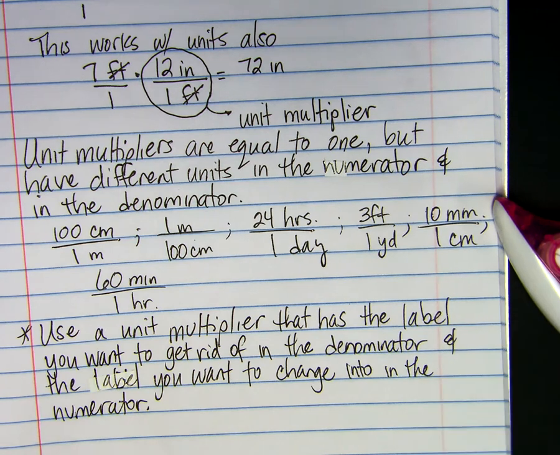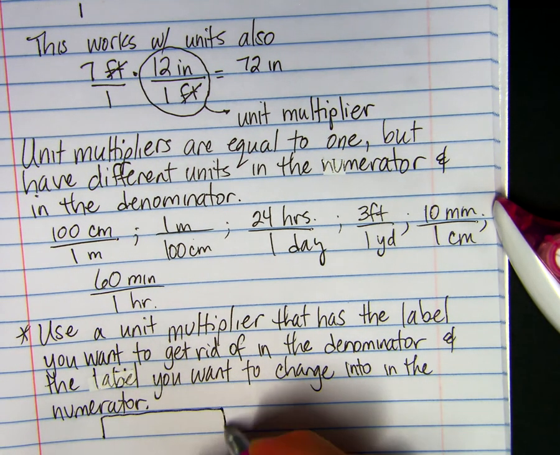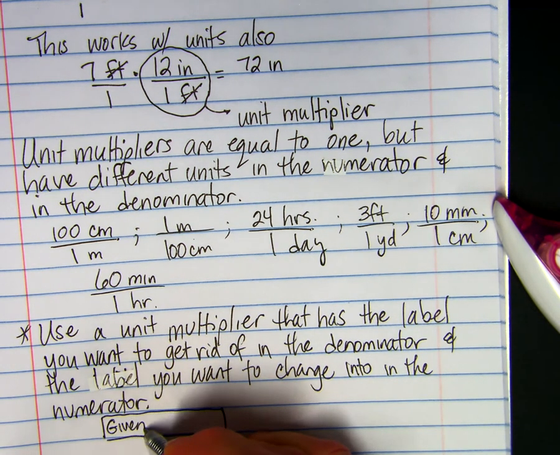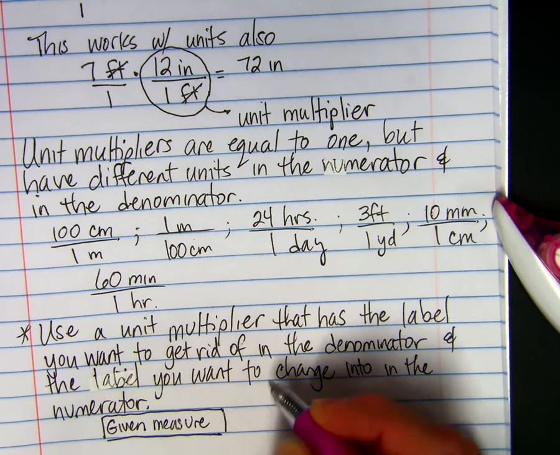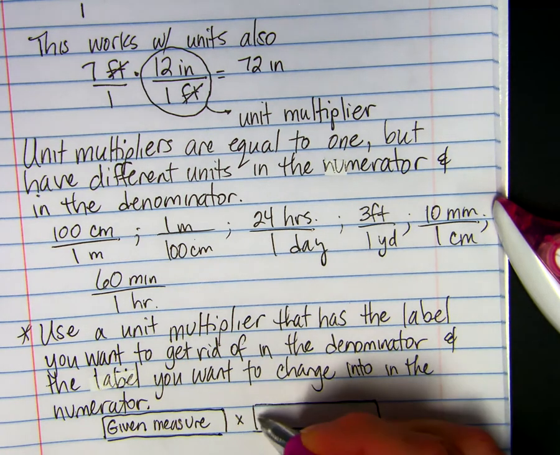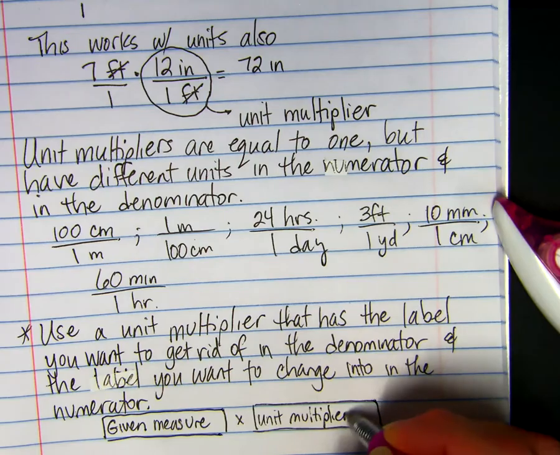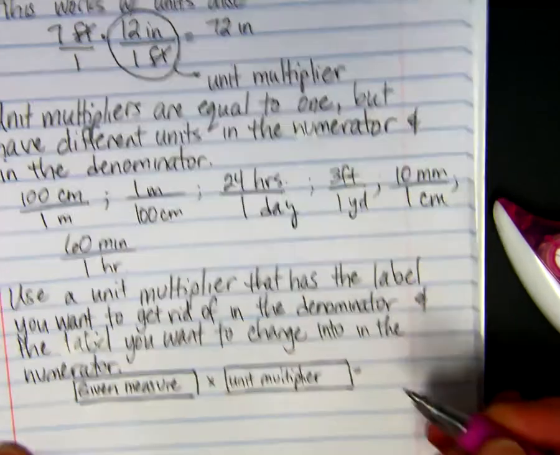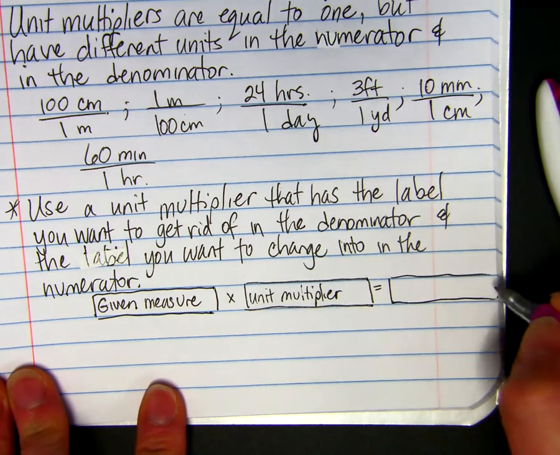So I'm going to give you a diagram. So if we have our given measure, we're going to times it by a unit multiplier. And we're going to get our converted measure. That's what we're changing it into.